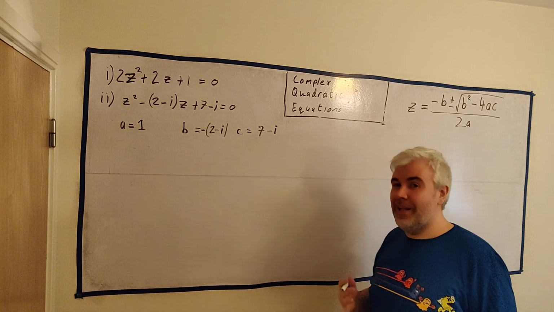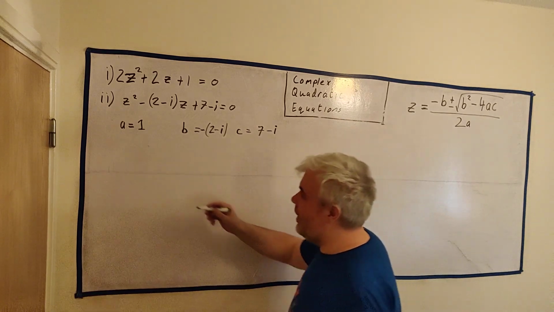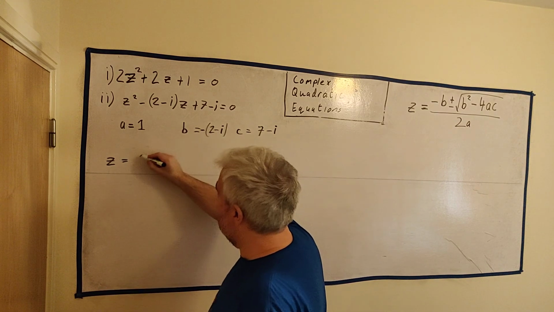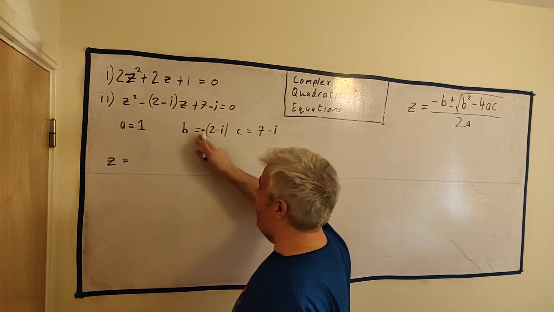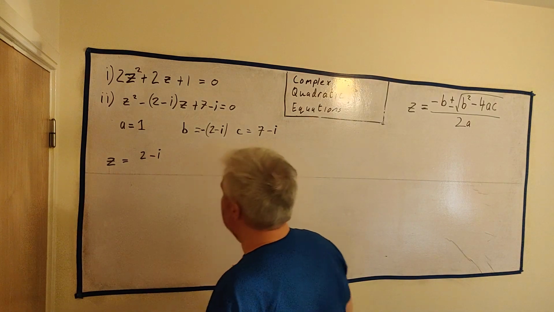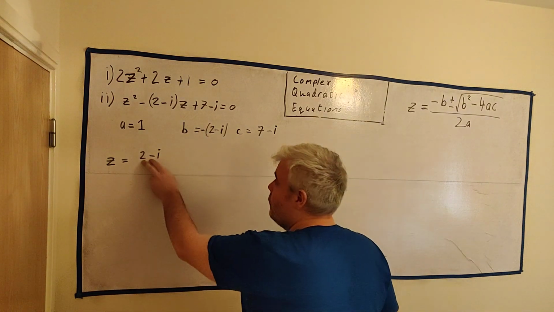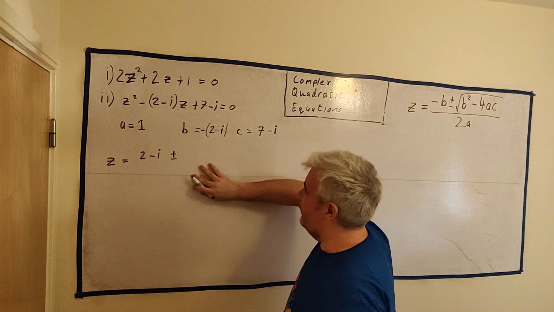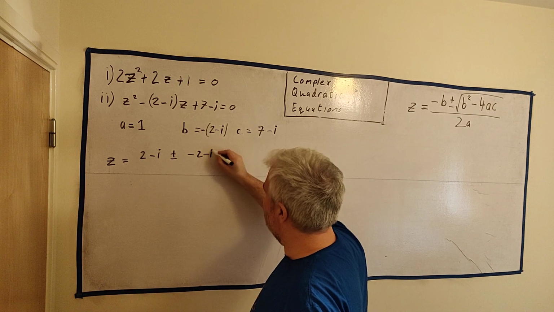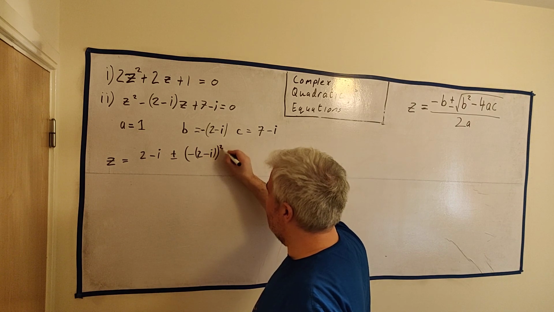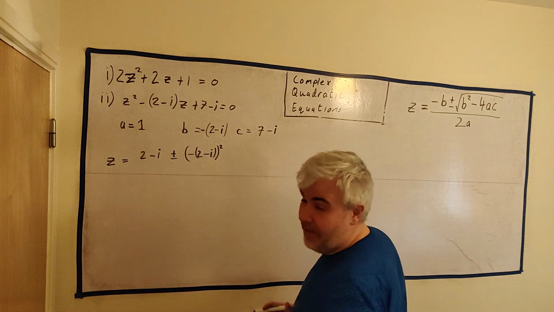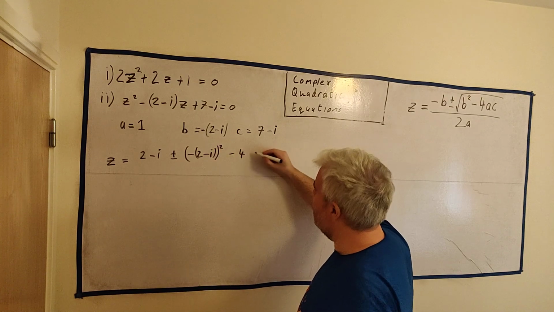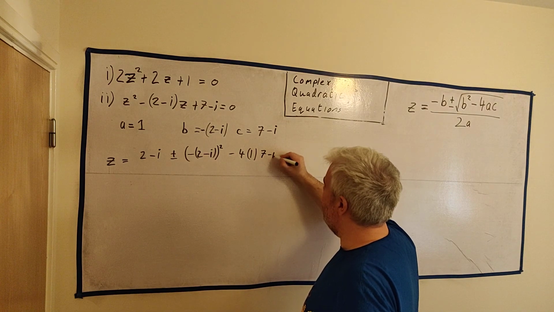When I say simple enough, it's going to be a little harder than usual. But we still go ahead and use the same formula we've always used. z is equal to minus b. That just becomes minus 2 minus i. So these 2 minuses out front will just cancel. We're left with 2 minus i, plus or minus, I'll leave the square root to the end, but we get minus 2 minus i, all squared. Do not forget to square the minus. In fact, it's going to make it easier because it'll disappear. Minus 4, a is 1, and c is 7 minus i.